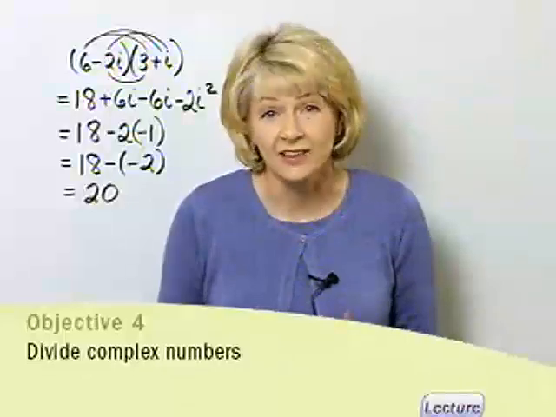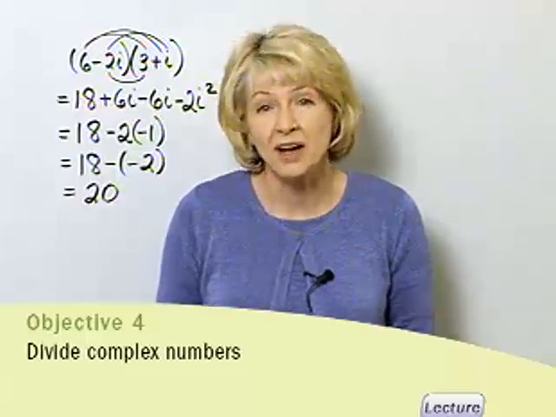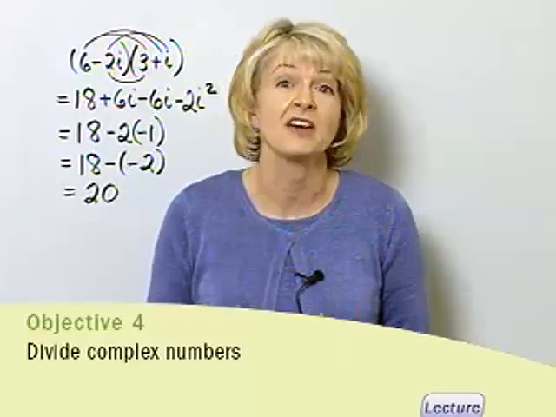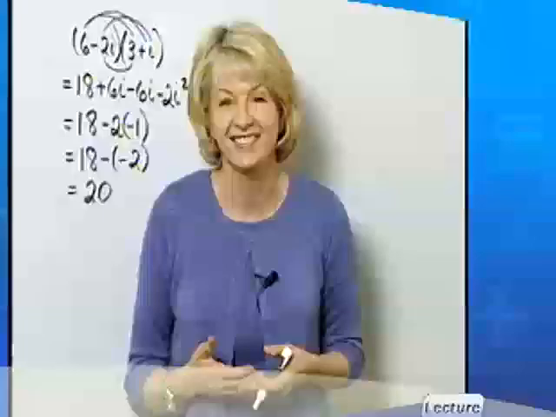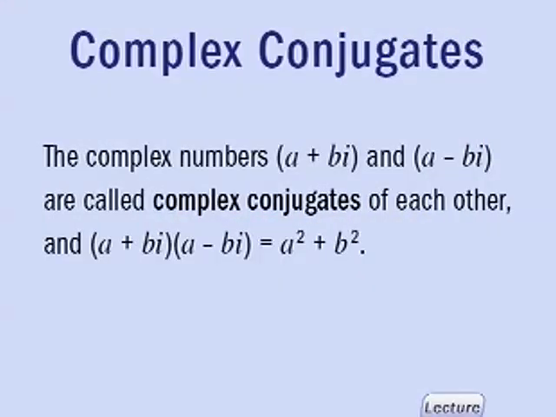Now let's look at the following definition, reminding us of the definition of a conjugate. This is what we call complex conjugates. The complex numbers a plus bi and a minus bi are called complex conjugates of each other. And a plus bi times a minus bi equals a squared plus b squared.